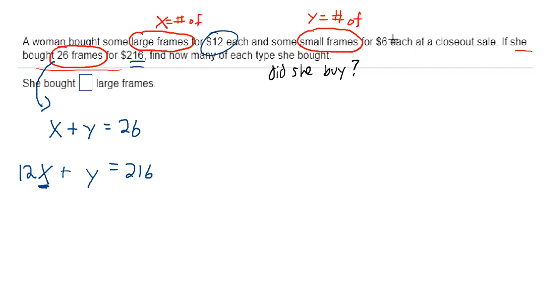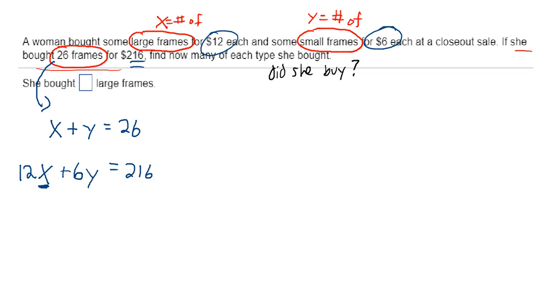Same thing for the small frames, right? They're $6 a piece, so I take the number of small frames I'm buying times how much each one costs, which is $6 a piece. And that gives me the total value of the small frames. And together, the large frames and the small frames have a total value of $216. So there's my two equations.